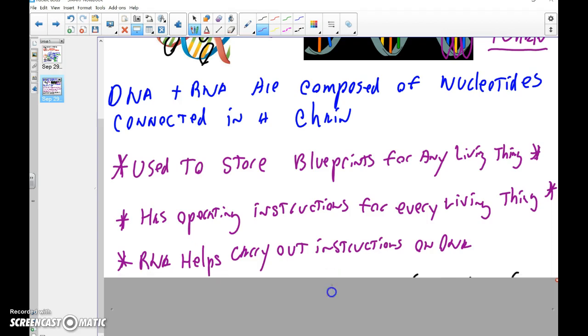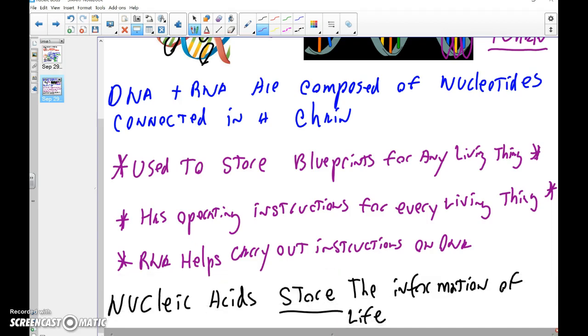And again, this is a topic we're going to cover in great detail as we move on from section to section. So basically, when you're thinking about what is the use of nucleic acids, what are nucleic acids for, what you want to think about is nucleic acids store the information of life. All right, that's nucleic acids.